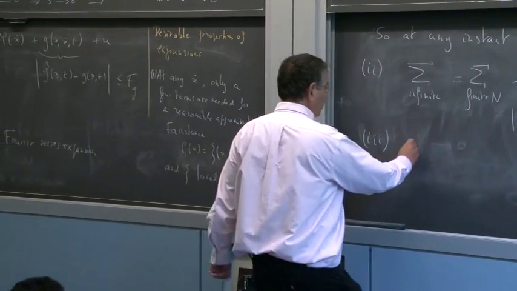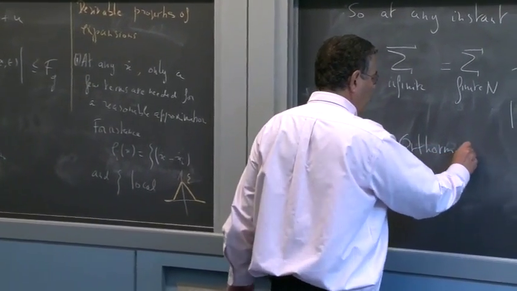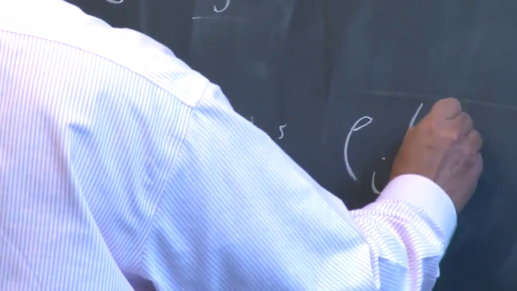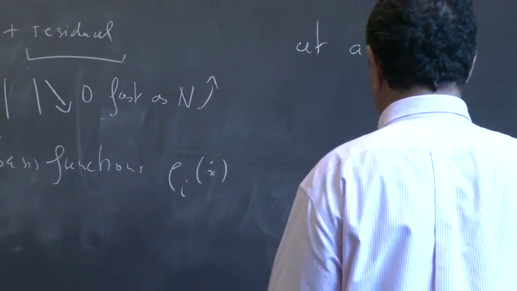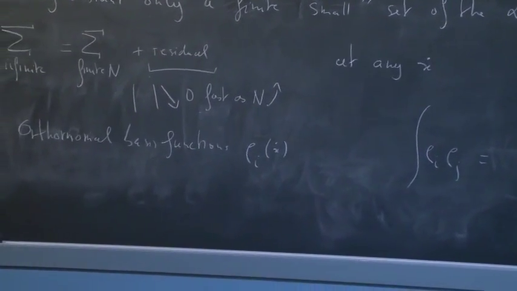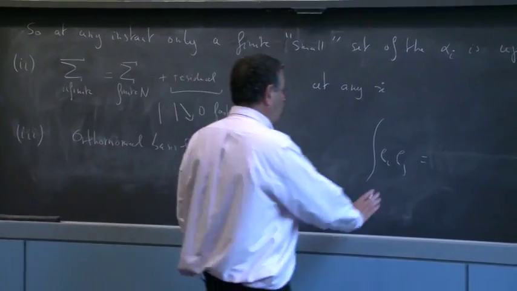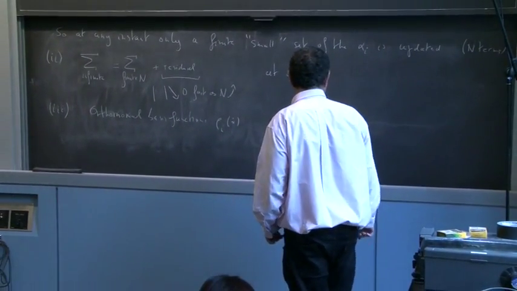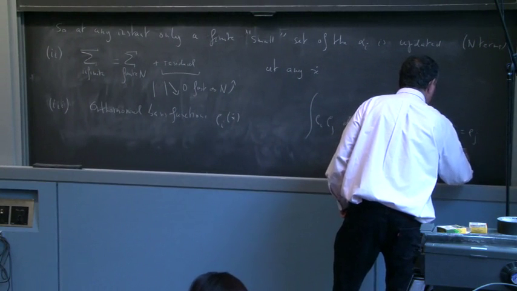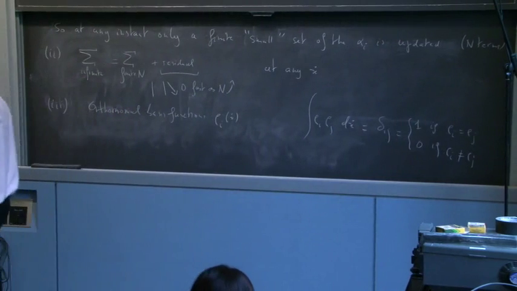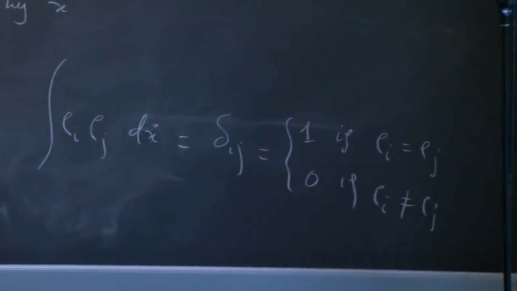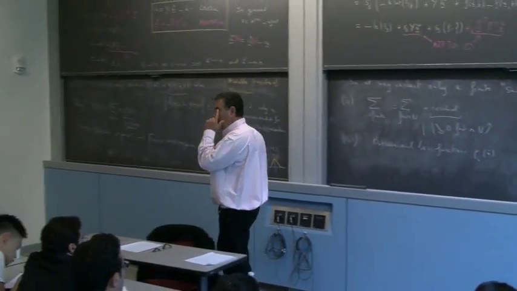The third property, which could be useful, would be to have orthonormal basis functions, rho i. Orthonormal, by the way, in the sense of the dot product between functions. So this has to be what's called delta ij. In other words, it has to be 1 if rho i equals rho j, and 0 if rho i is not equal to rho j. So it means the dot product of these basis functions is 0 between any two distinct basis functions, and we normalize it at 1 otherwise.